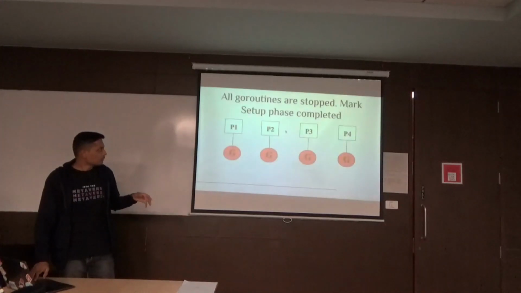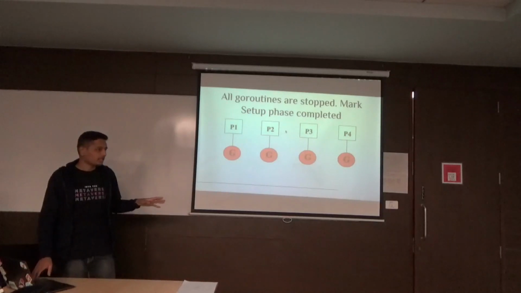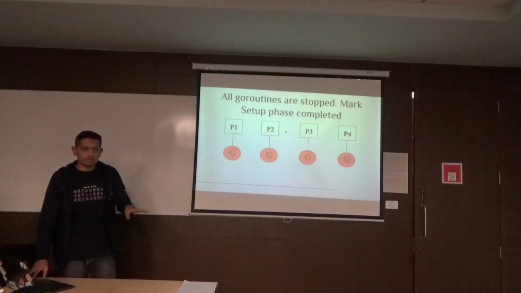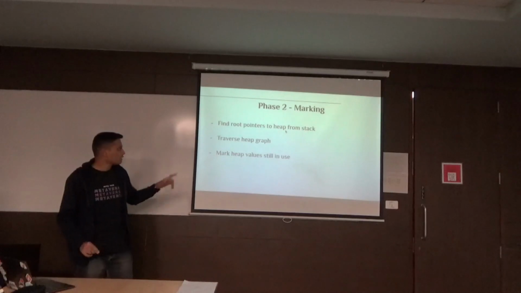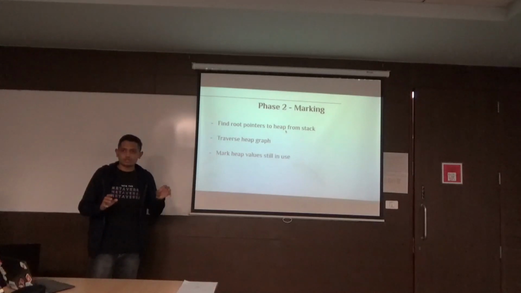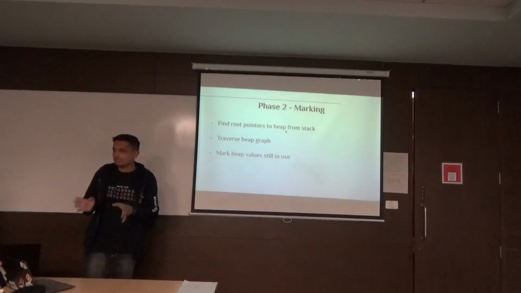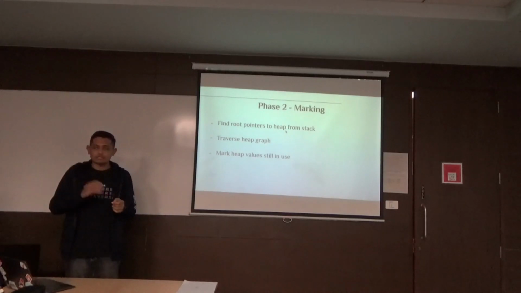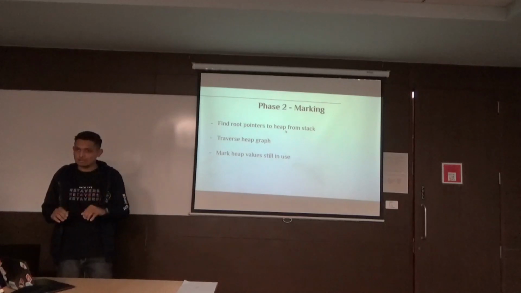So moving on. After all 4 routines are stopped, the write barrier is erected. Now the world is stopped, then the marking phase begins. The steps in marking are: find root pointers to the heap from the stack, traverse the heap graph, and mark heap values that are still in use. So we'll take a look over that. Basically 2 types of memory are maintained, stack and heap. Garbage collection works in the heap. The stack is last in first out order, so the stack is not concerned with garbage collection. Garbage collection happens in the heap.